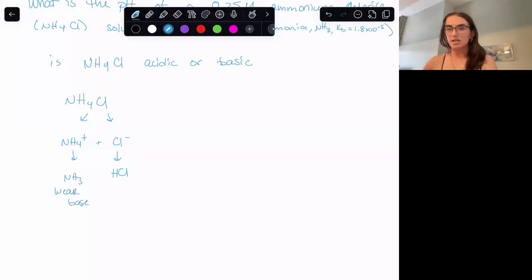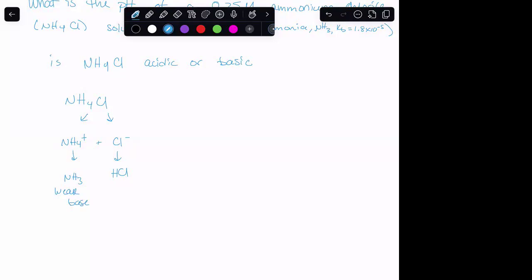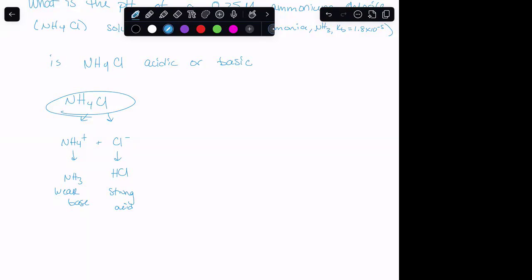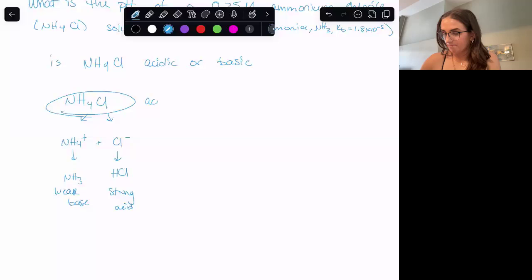And what about HCl? Is that a strong acid or weak acid? Strong acid. Okay, so is NH4Cl an acidic, basic or neutral salt? It would be an acidic salt, because our acid is stronger than our base.